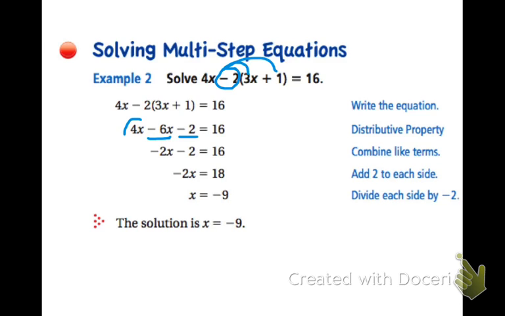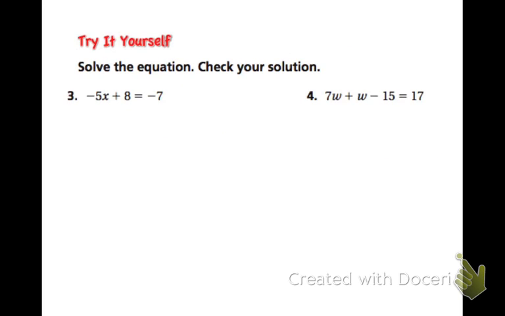Now you can see that you can combine a 4x and a -6x in this step to get -2x, and then -2. Now at this step we're at a two-step equation, so we will add 2 to both sides to get rid of the 2. Remember, using inverse operations, that cancels out, so that you have -2x is equal to 18. Then we undo the multiplication by division, dividing both sides by -2 to get your final answer. And then it's always wise to check your answer, and that's how you know it's right.